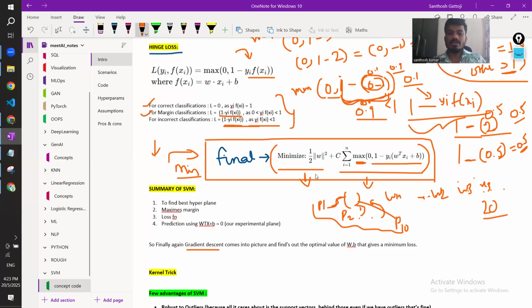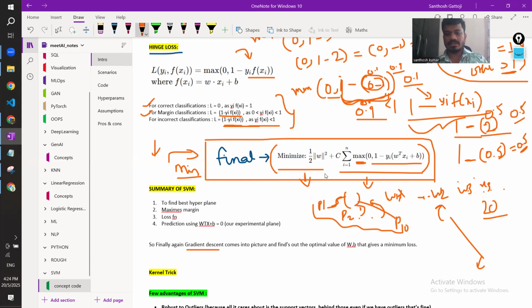See, the overall thing we studied in the last session and this session is simple. To find the best hyperplane, we'll take some plane, and the aim is to have the maximum margin. For that we will find the loss function. We got the loss function, that's fine. Now using this loss function, we will calculate the predictions. When I'm saying we'll take some random plane, this plane should have some equation.